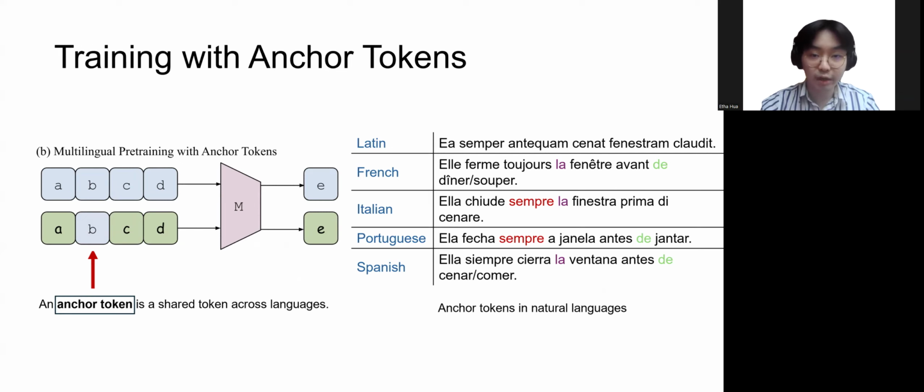Anchor tokens are also very prevalent in natural languages. On the right, in the listed Romance languages, we can see that there are a lot of lexicon overlaps that can function as anchor tokens.